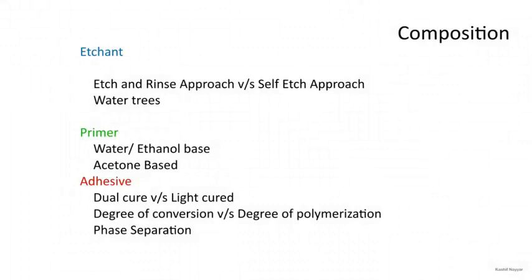So now, what is the composition of these systems? The etch and rinse approach versus the self-etch approach. What is a primer based on? The primers are usually based on the solvent, which could be water, ethanol, or acetone based. The adhesive system could be dual cure or light cure, degree of conversion versus degree of polymerization, and the phase separation.